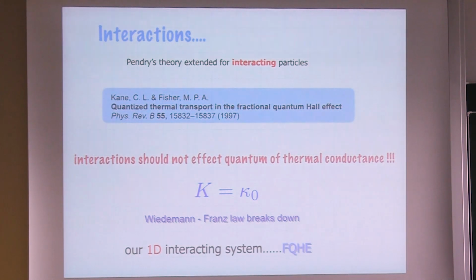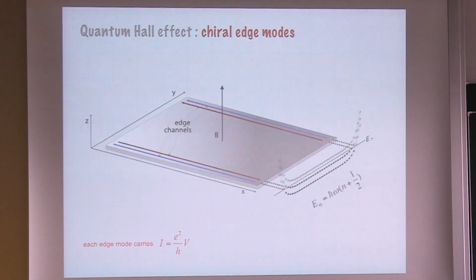Okay. So for us, as I said, the 1D interacting system will be the fractional quantum Hall effect. I don't know what you guys know about fractional quantum Hall and such, so I'm not going to dig in deep. Just trust me, in fractional quantum Hall, the edge states carry fractional charges, and that's what I want you to believe. I can go into details, but I don't know.